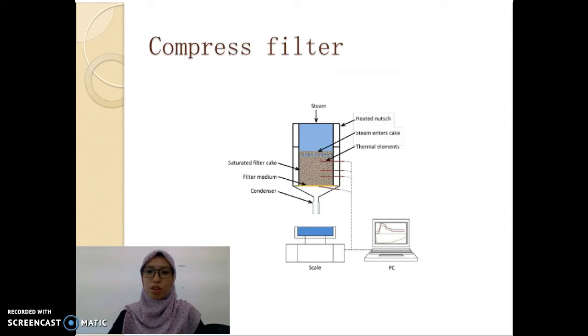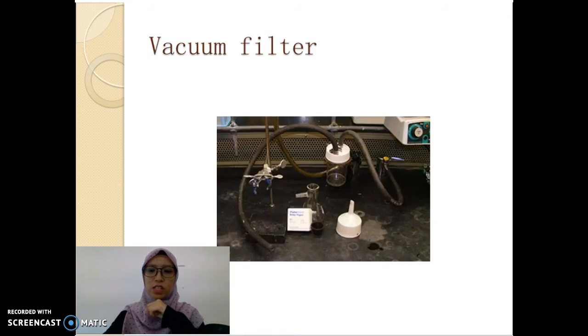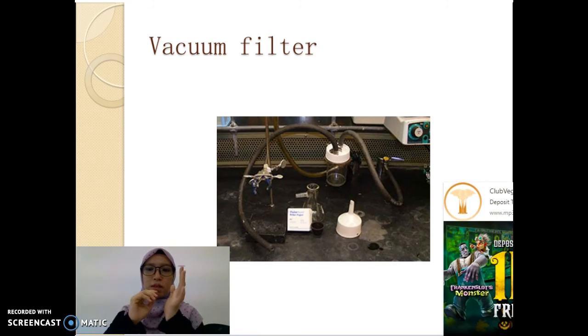Okay, the next one is the compressed filter, also for removal of contaminants using compressed air, usually for pneumatics applications. And the last one is the vacuum filter, which is the one we use in our lab to separate the solution and precipitate. For example, we collect the salt.